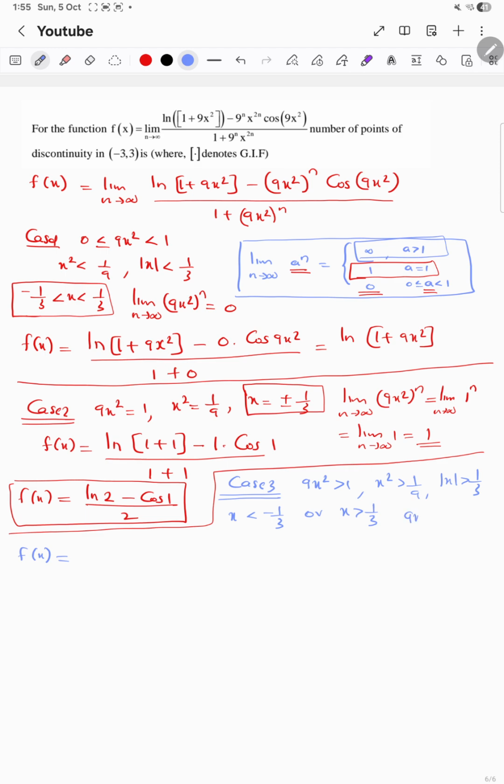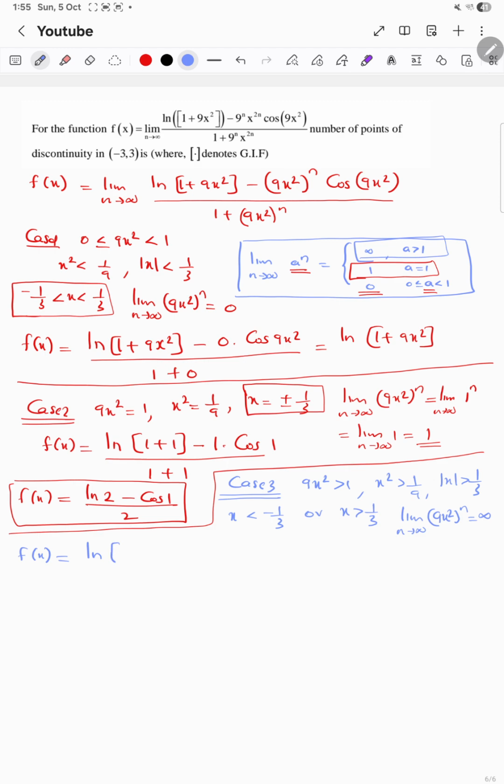Before that, what will be 9x square raised to infinity? What will be this? Okay, it is greater than 1. That raised to infinity will be infinity. So this limit is infinity. So we are getting our function limit n tends to infinity. Okay, let me apply the limit so that I can skip one step.